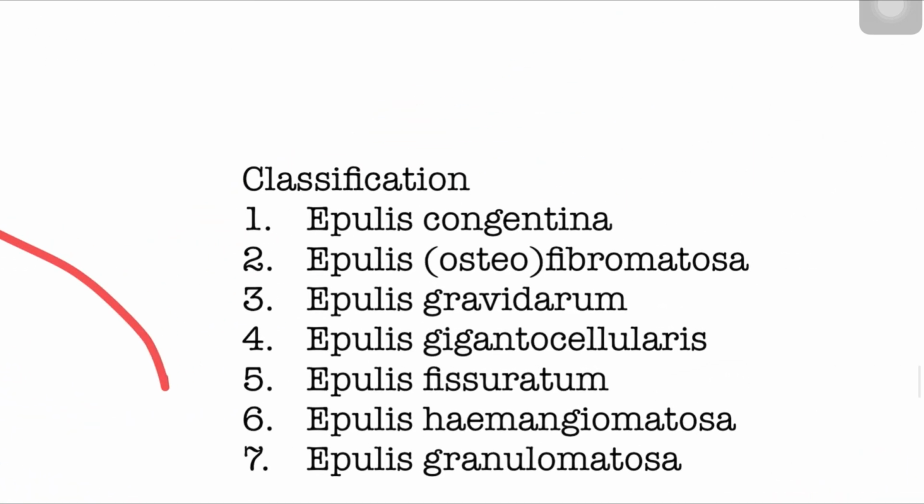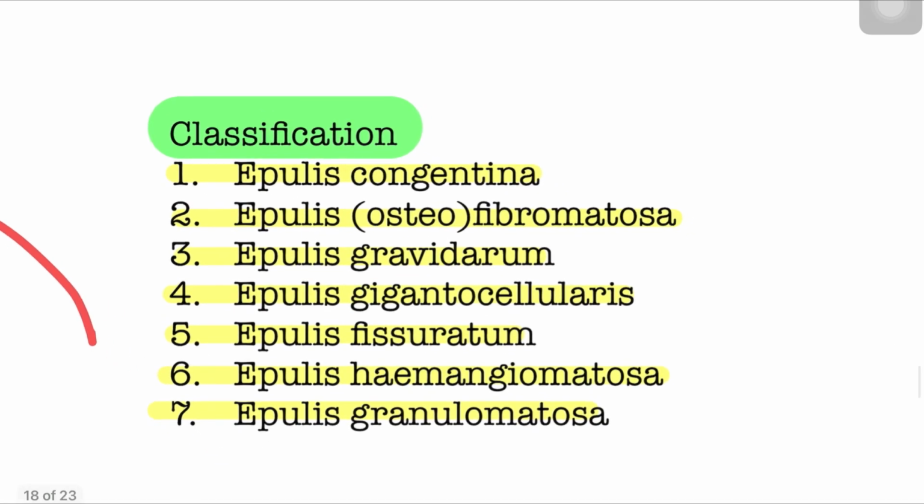We're going to go through the classification and we're going to go through each one of them. So here's the classification, okay? The first one we have Epulis congentina, Epulis osteofibromatosa, gravidarum, Gigantocellularis, fissuratum, Hemangiomatosa, and granulomatosa. Just briefly, I'm going to write it down here so you can have it as a side note before we go into details.